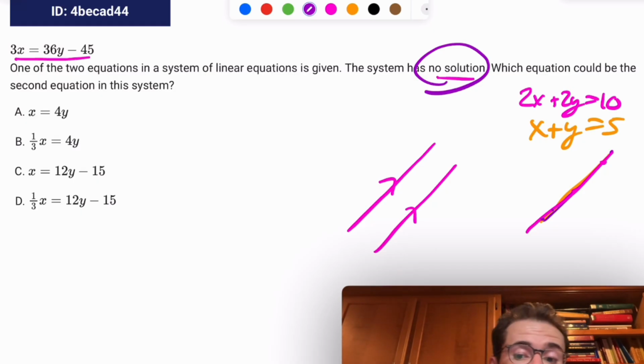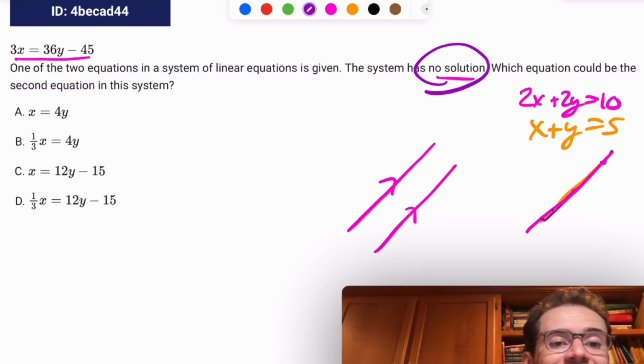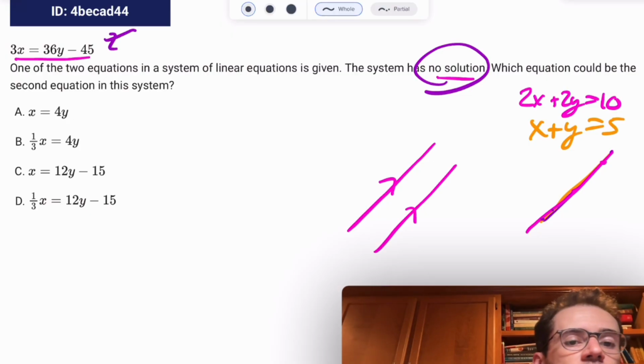So no solution if there are two parallel lines. Parallel by definition means they never cross. Two lines with the same slope but different y-intercepts. So if they never cross, then that would mean there are no solutions. Which equation could be the second equation in this system? We just want to find an equation that has the same slope as this equation up here.